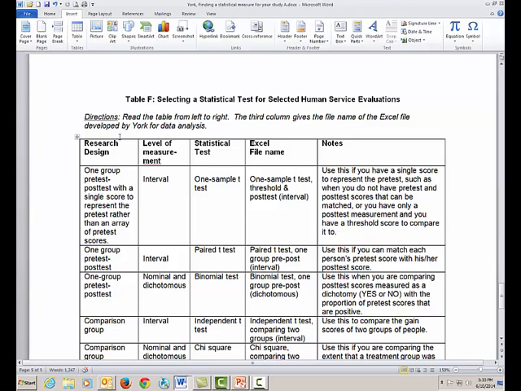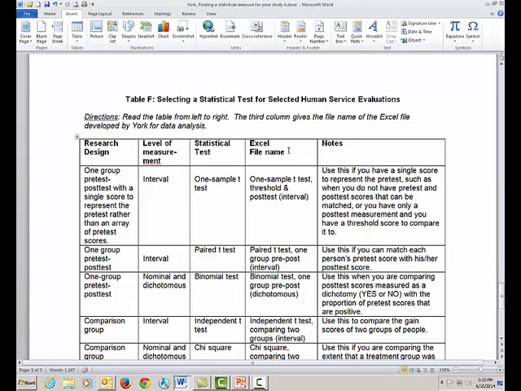One asks you about the research design because that tells us something about the structure of your data. So take the first example, the one group pretest post-test with a single score to represent the pretest rather than an array of pretest scores, meaning you just got one thing to compare it to before treatment. The level of measurement is interval. Statistical test that you could use would be the one sample t-test.